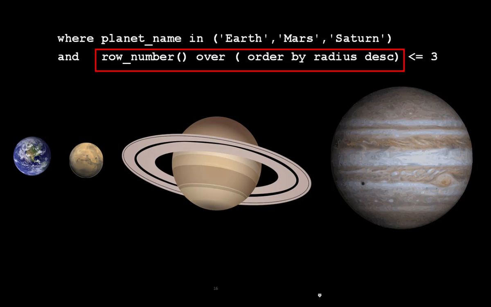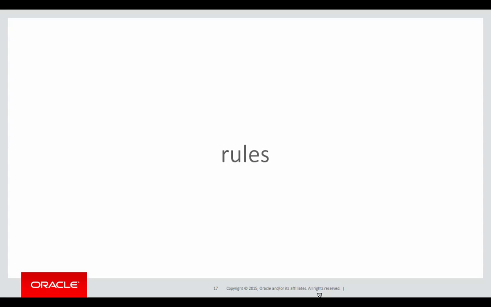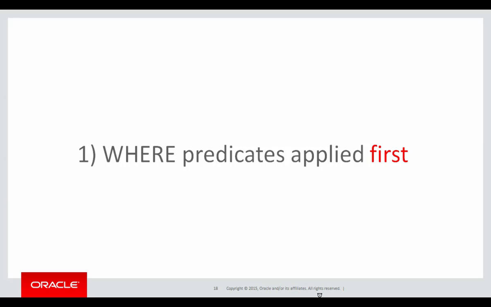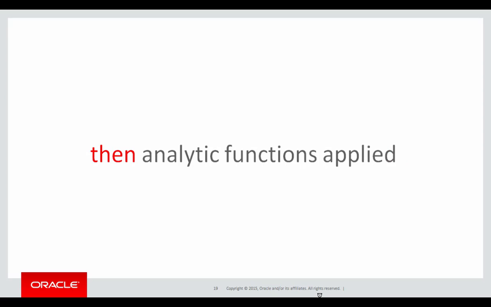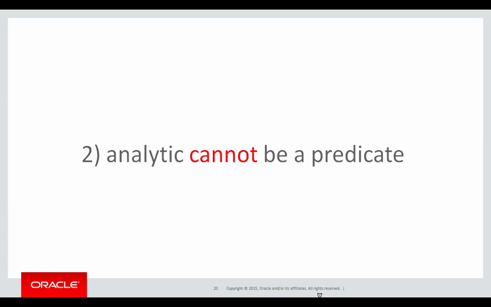Well, this is actually easily solved. We've applied some rules when it comes to using analytics as predicates. Number one is the where clause predicates are always applied first. So in our case, the planet names Mars, Saturn, and Earth would always be applied first. And to make it even more clear, analytic functions are then applied afterwards. And in that sense, when we say applied, it means they cannot be a predicate. So that expression we saw before is actually illegal.